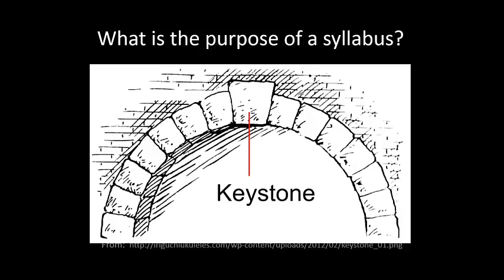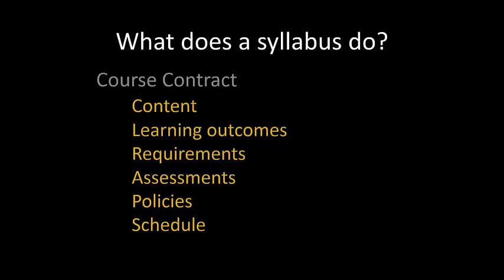So what does a syllabus do? Well, first of all, a syllabus can be looked at as a contract. A contract is one that provides for the students the content of the course, what the subjects are going to be covered. It also provides for the students a contract of what the specific learning outcomes are going to be. It lists the requirements. It also tells how these requirements will be assessed.